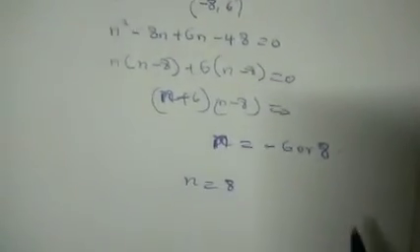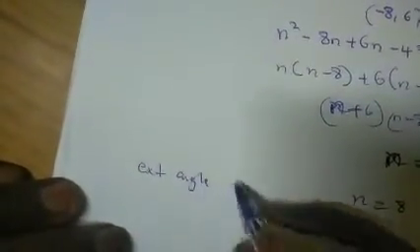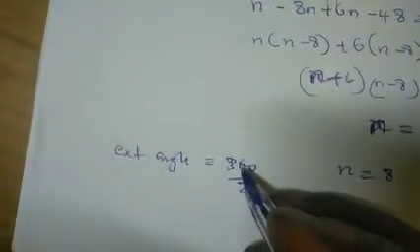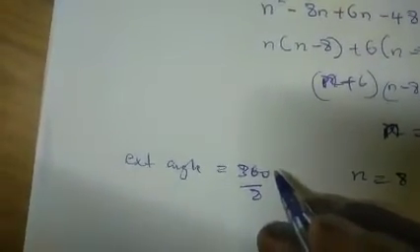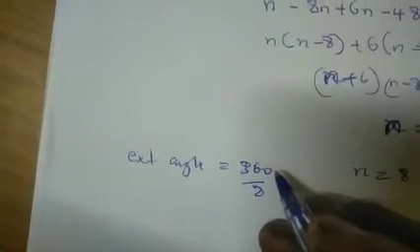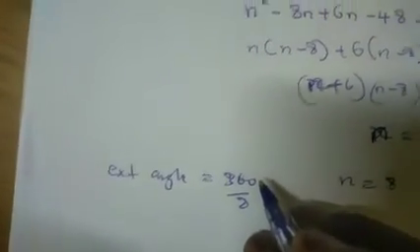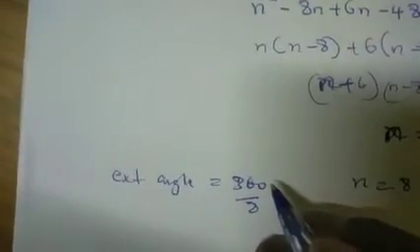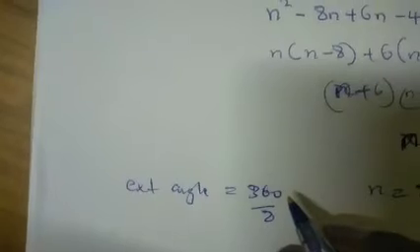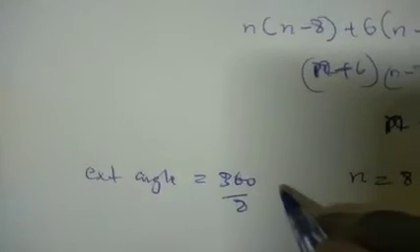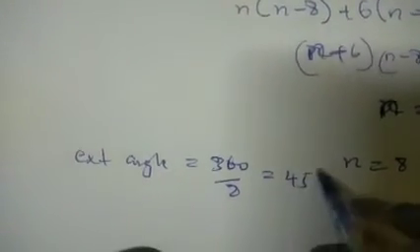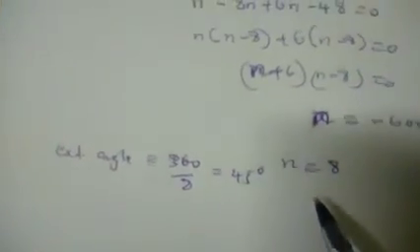Can we find out what the exterior angle is? If n is 8, then the exterior angle is 360 divided by 8, and that gives us 45 degrees.